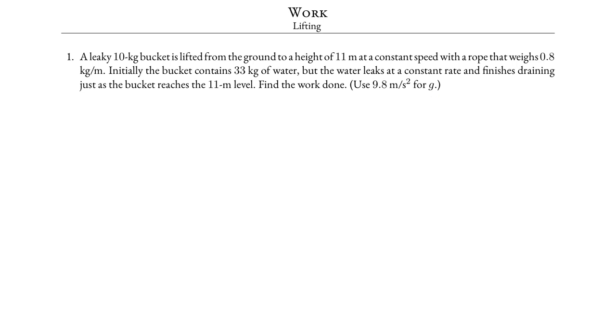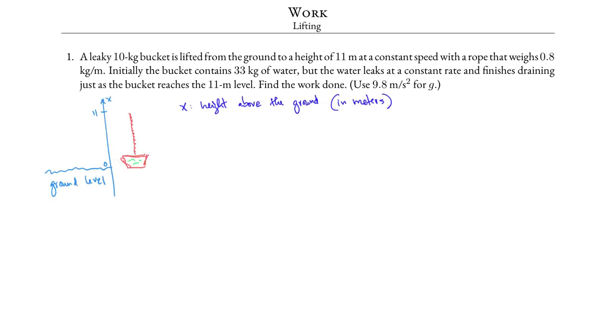We start by first drawing a diagram. Let x be the height in meters above the ground. We assume that initially the bucket is located on the ground. It is filled with water and it is being pulled up with a rope. The remaining mass at different levels xi is not constant.